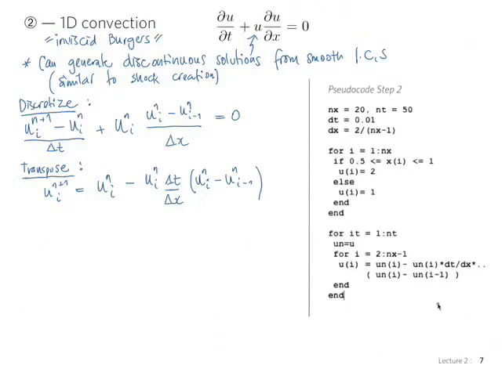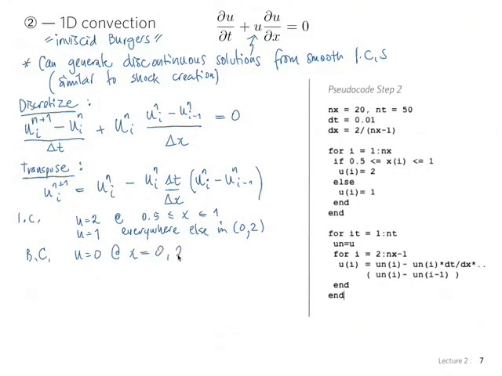There. That's our equation. So we're going to use as initial condition u equal to 2 in the range between 0.5 and 1, and u equal to 1 everywhere else in 0 to 2, basically the same as in step 1. And the boundary conditions are u is equal to 0 at x equal to 0 and 2.